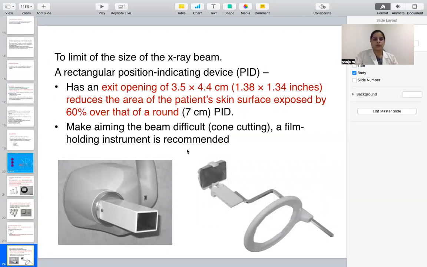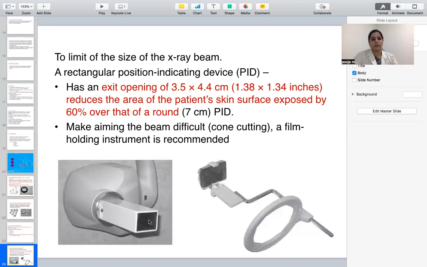Because with the use of this rectangular position indicating device, the exit opening is in the range of 3.5 cross 4.4 centimeter in diameter. So with this exit opening, with the use of rectangular position indicating devices, the patient skin exposure is almost 60% less than with the use of a round position indicating device. So because of this, rectangular position indicating device is most commonly preferred.